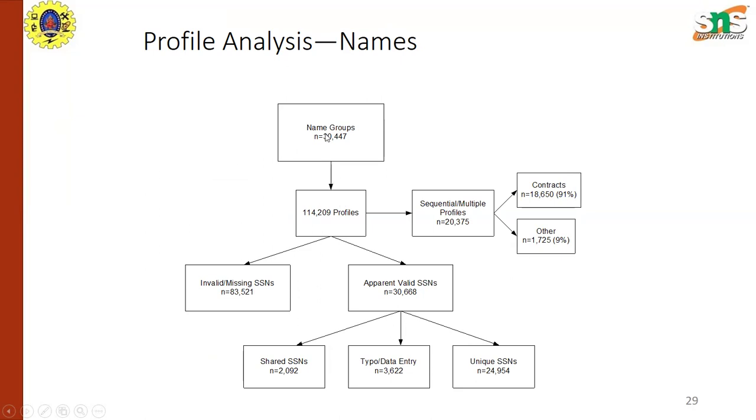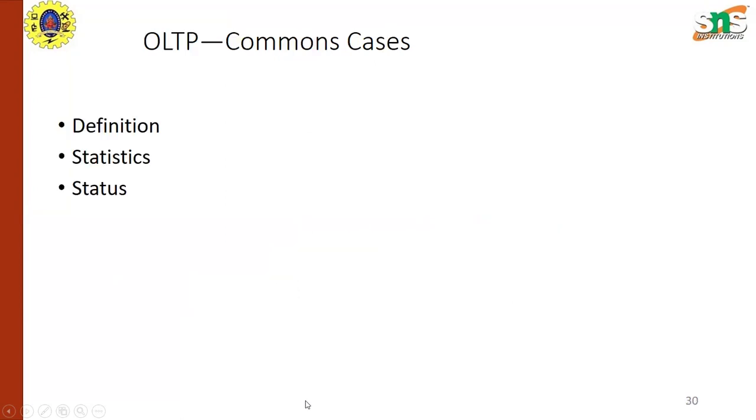In this, it is given as the name group and the profile was given. From that profile, the sequential or multiple profiles were created, whether it is a contract basis or others, and it is also evaluated. The invalid and missing SSN are also handled in this profile phase. Then the apparent valid SSNs with the n value. Then the common cases which may arise in data quality are definition, statistics, and status.